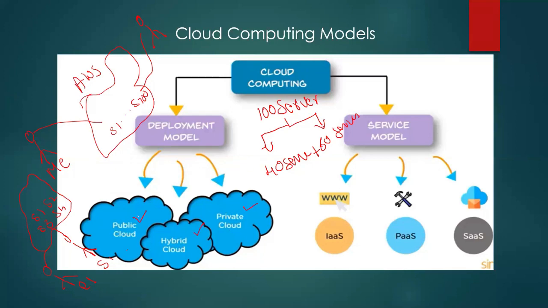So to summarize, we have public cloud, private cloud, and hybrid cloud. Public cloud can be accessed by anyone. Private cloud can be accessed by selected persons or a group of persons. And hybrid cloud is nothing but a combination of public cloud and private cloud, and accessibility depends on that project.